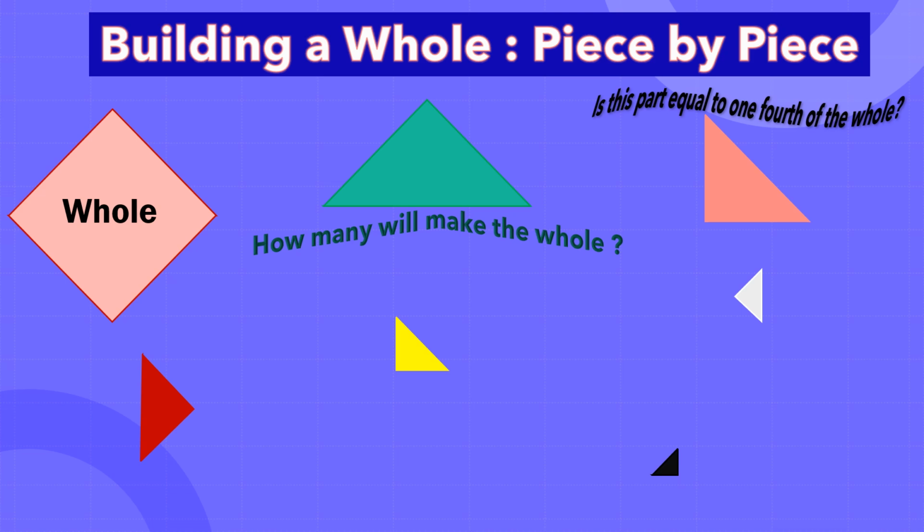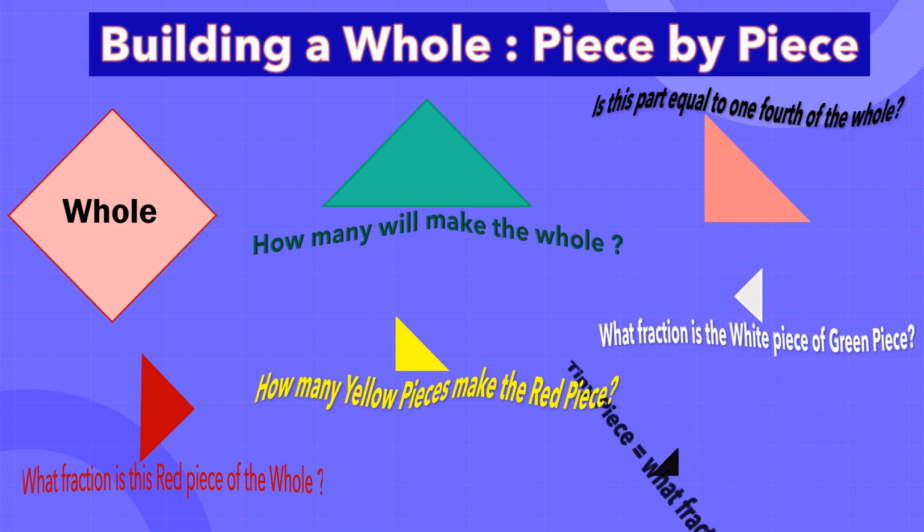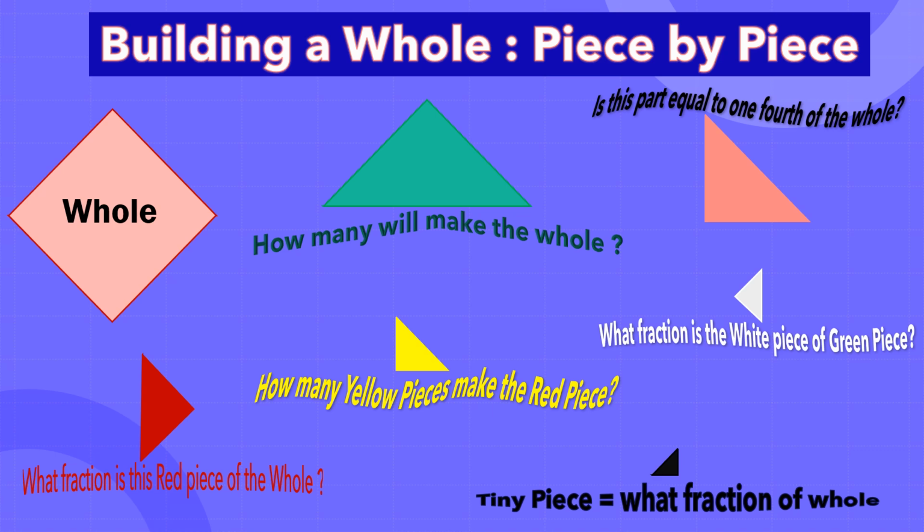What fraction is the red piece of the whole? How many yellow pieces make the red piece? What part is the white piece of the green piece? The black piece is really tiny. What fraction of the whole is it?